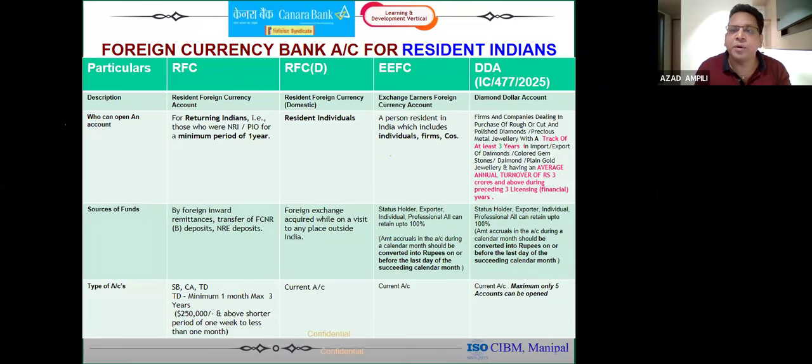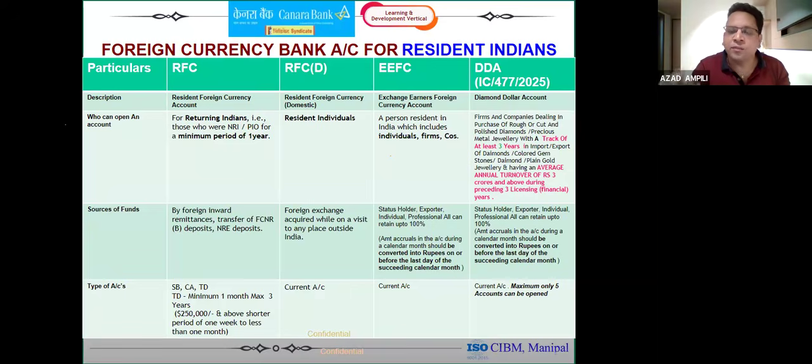Now, finally, we are coming to the DDA account. From an exam point of view, DDA is very important. See, on every slide, if you check, you'll get a circular number. Please write down the circular number. Now, this is about IC 477/2025. What it is saying is, who can open this DDA account is the question.